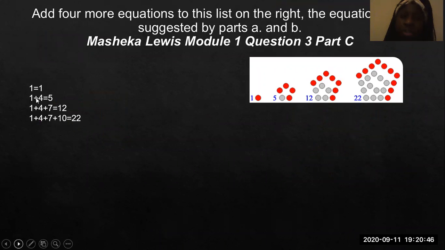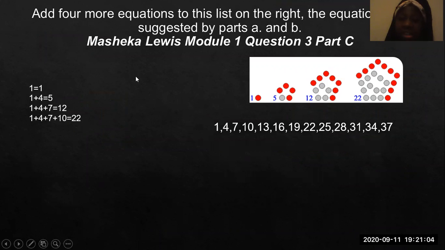Add 4 more equations to the list on the left, and subjected by A through C. So you won't have to see me struggling writing the 1, 4, 7 again. I already had this listed, so we won't have to struggle to do that again.